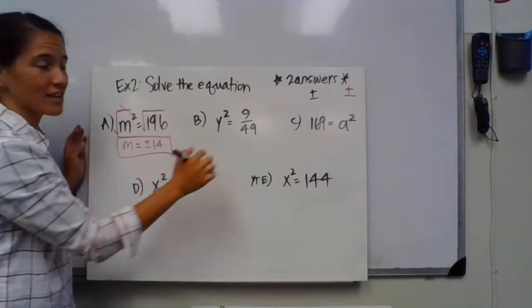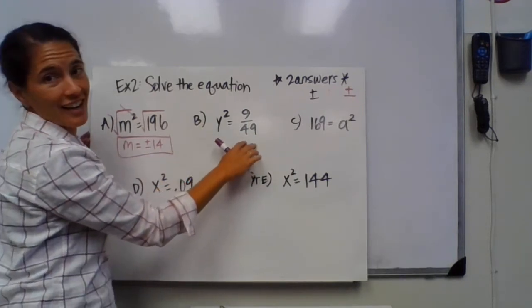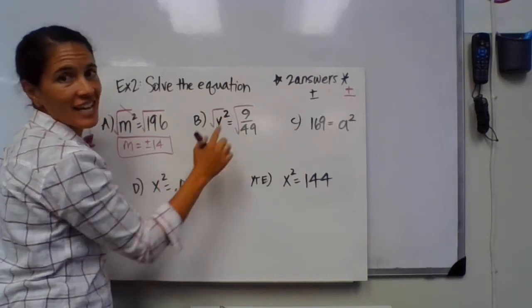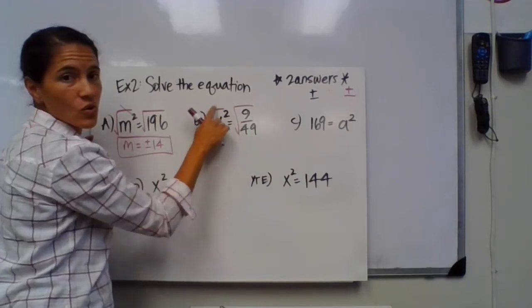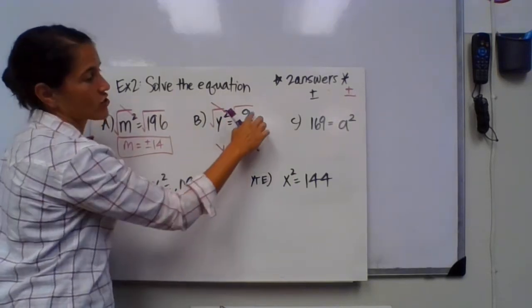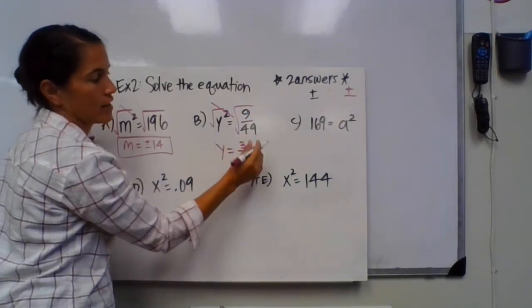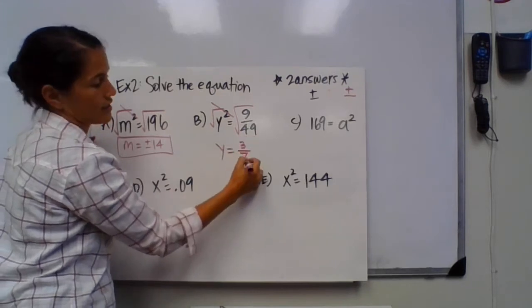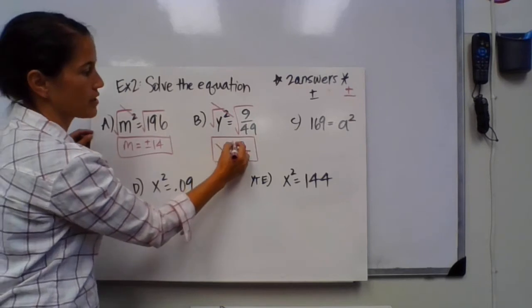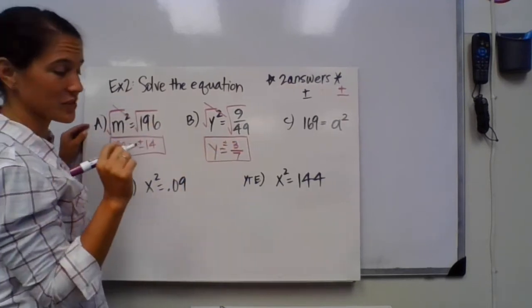All right, example B, y squared equals 9 over 49. Again, I'm going to take the square root of both sides. The square root and the square cancel out. And then the square root of 9 is 3, and the square root of 49 is 7. So my answer is 3/7. Oops, plus or minus. Don't forget, plus or minus, almost did.